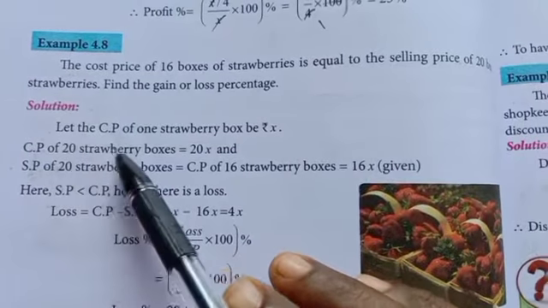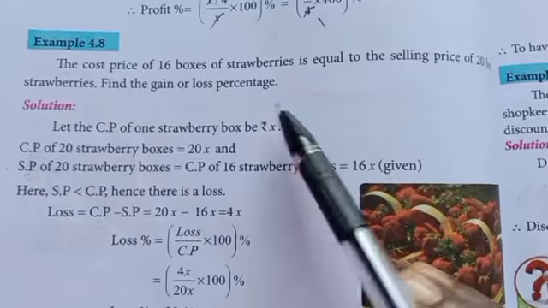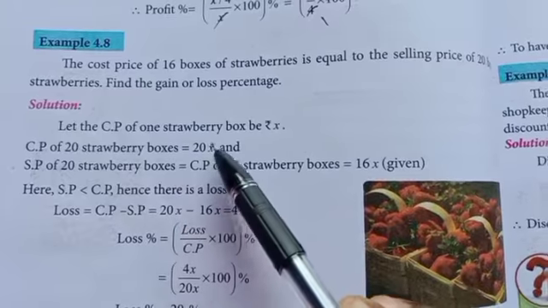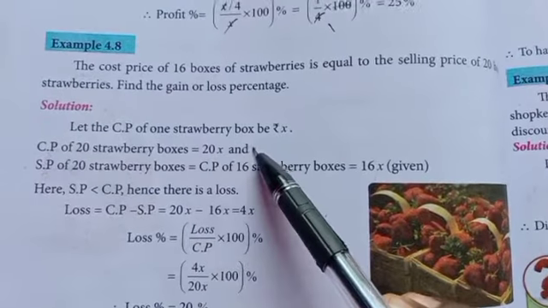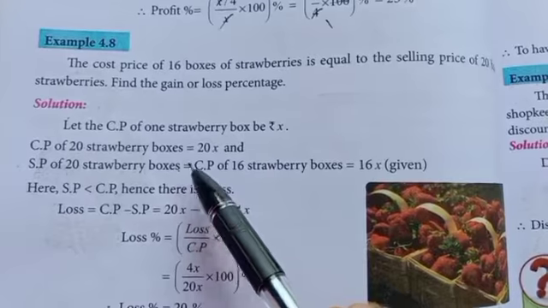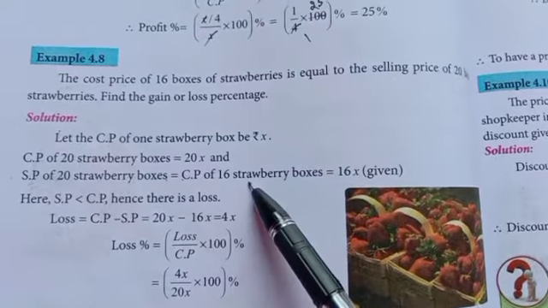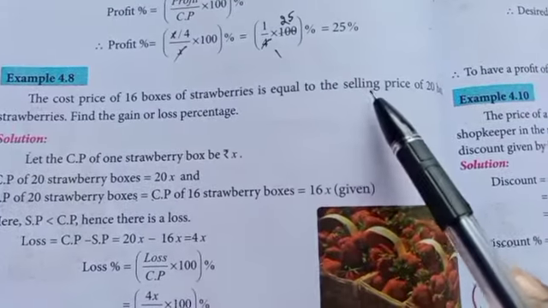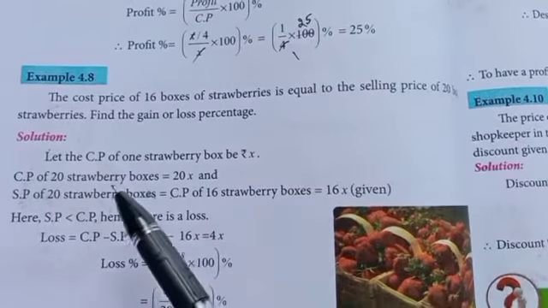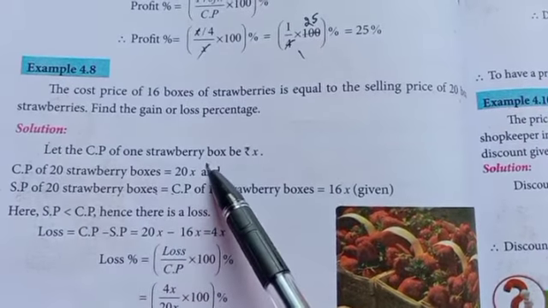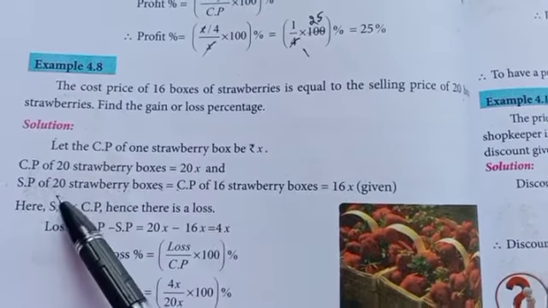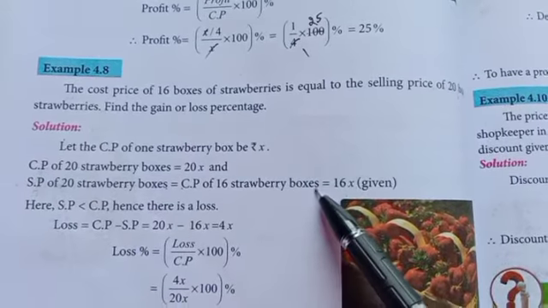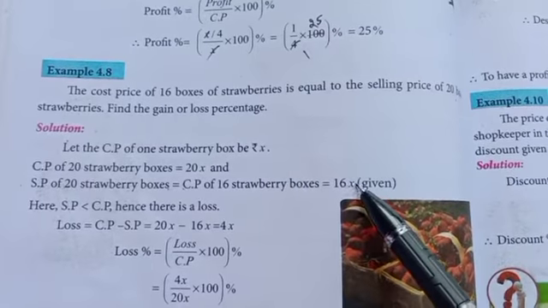So one box costs X. Therefore the cost price of 20 strawberry boxes is 20 into X, 20X. And SP of 20 strawberry boxes is equal to CP of 16 strawberry boxes, as given in the question. CP of 16 boxes is equal to SP of 20 boxes. So CP of 20 strawberry boxes is 20x. SP of 20 strawberry boxes is equal to CP of 16 strawberry boxes, that is equal to 16x.